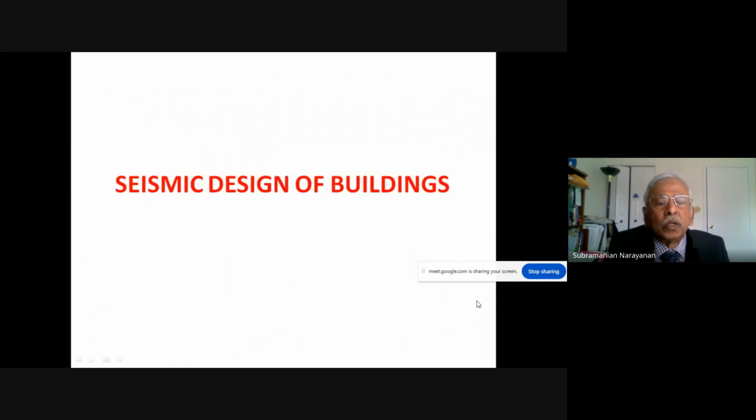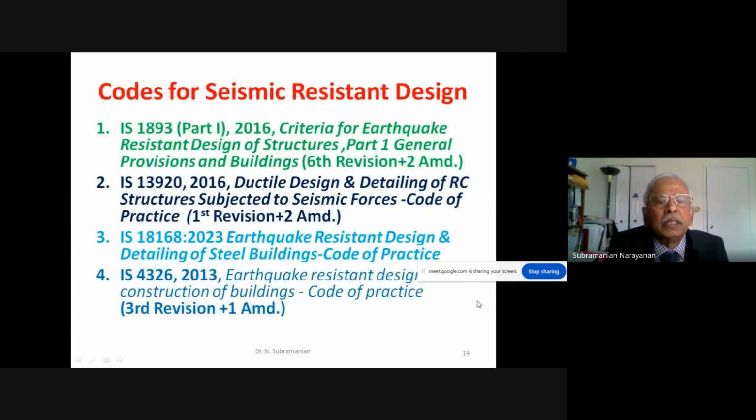So let us go to the next section, seismic design of buildings. And we have a lot of codes, and they are being reviewed or revised quite often. This is IS 1893. It was revised in 2016, and there is already a draft code. And IS 13920, IS 800. This is for steel buildings, and then IS 4326, which was released in 2013.